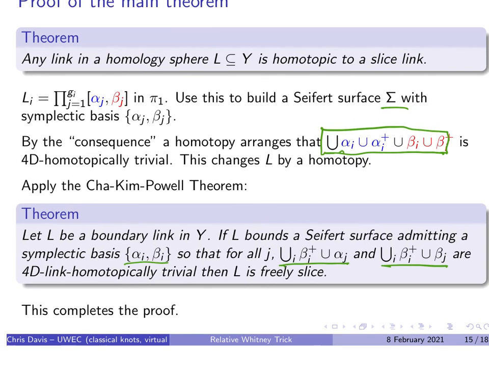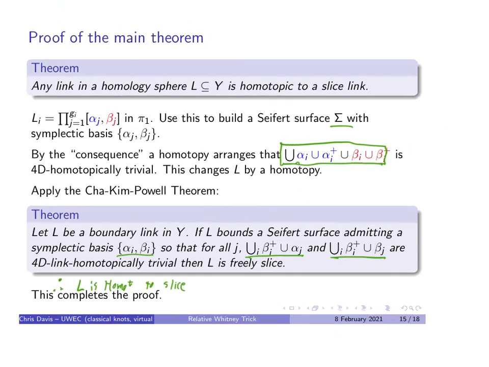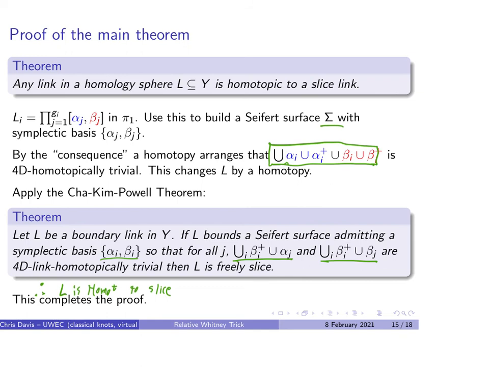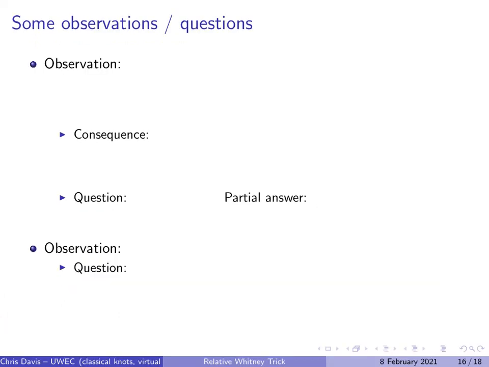So, L is homotopic to something that's freely slice, in fact. Neat. So that completes the proof of the main theorem. There are just a few more things I want to say. Namely, I want to close with some related questions to this that are maybe worth thinking about. So let's do that. I'm going to make some observations and give some related questions.